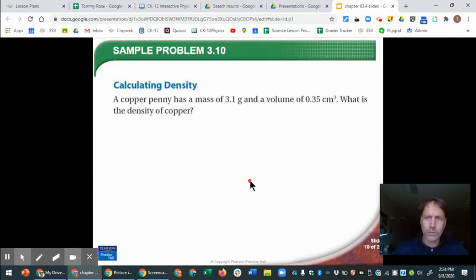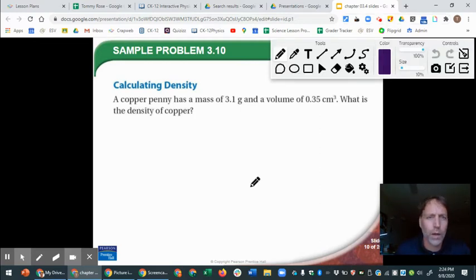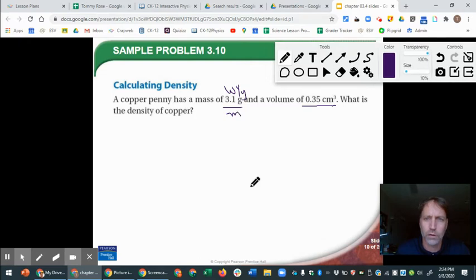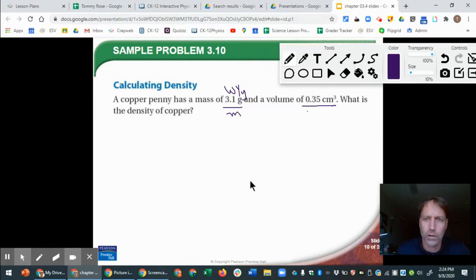Okay, so we'll switch over here to our little problem. A copper penny has a mass of 3.1 grams and a volume of 0.35 centimeters cubed. What we have to do is write in what we got and what we need. What is the density of the copper? So this is what we got: this is a mass, and this is volume, all right?